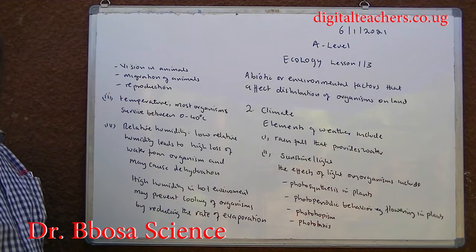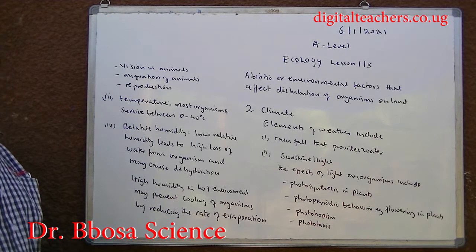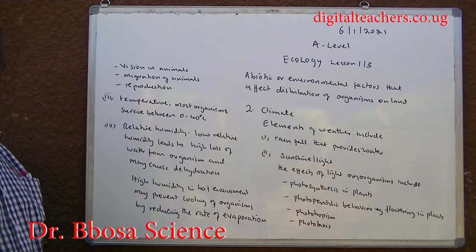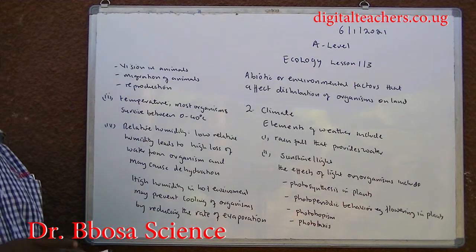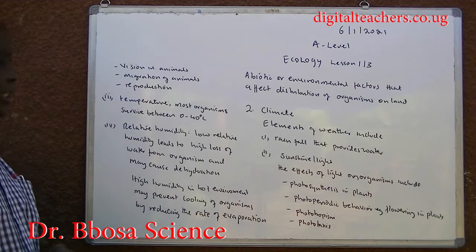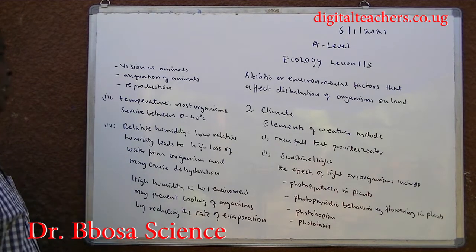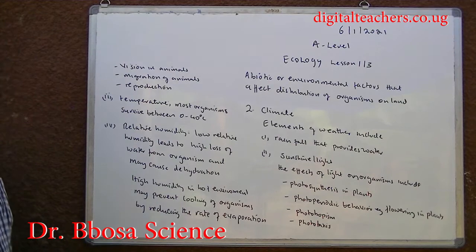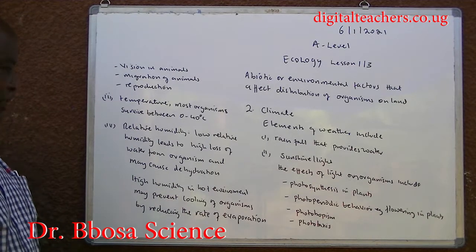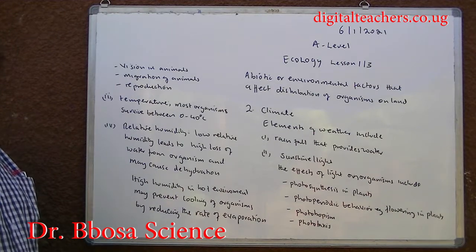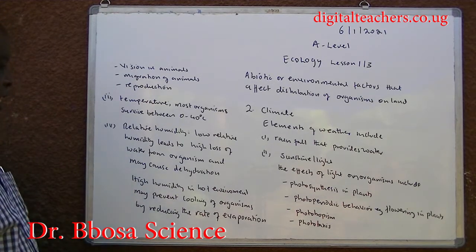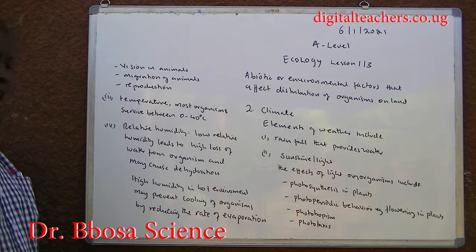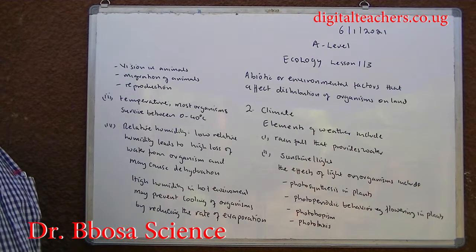The third element is temperature. Most organisms can survive between 0 and 40 degrees, although some organisms can survive below or above this temperature. The fourth element is relative humidity. Low relative humidity leads to high loss of water from organisms and may cause dehydration. High humidity in hot environments may prevent cooling of organisms by reducing the rate of evaporation.